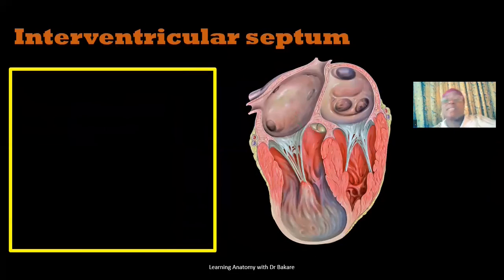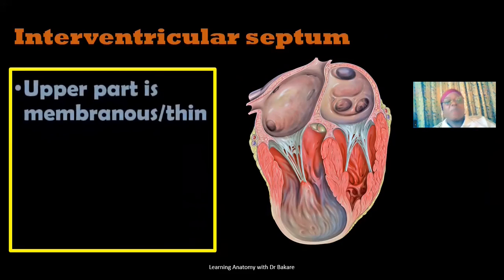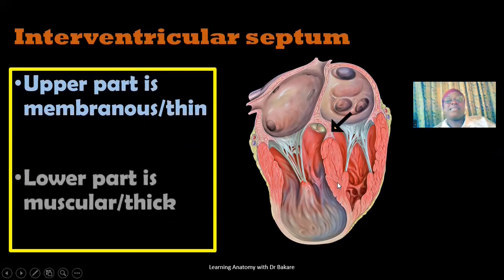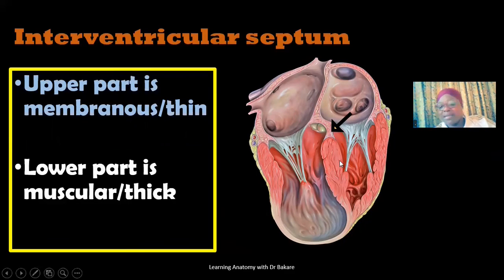So talking about the interventricular septum, just as the name implies, it is a septum that separates the right ventricle from the left ventricle. And this is further subdivided into two subregions. We have the upper membranous thin part. At the lower part, it appears to be muscular and thicker, and this is the lower muscular thick part that is highlighted here. You can see this region appears to be muscular, while the upper part appears to be membranous.